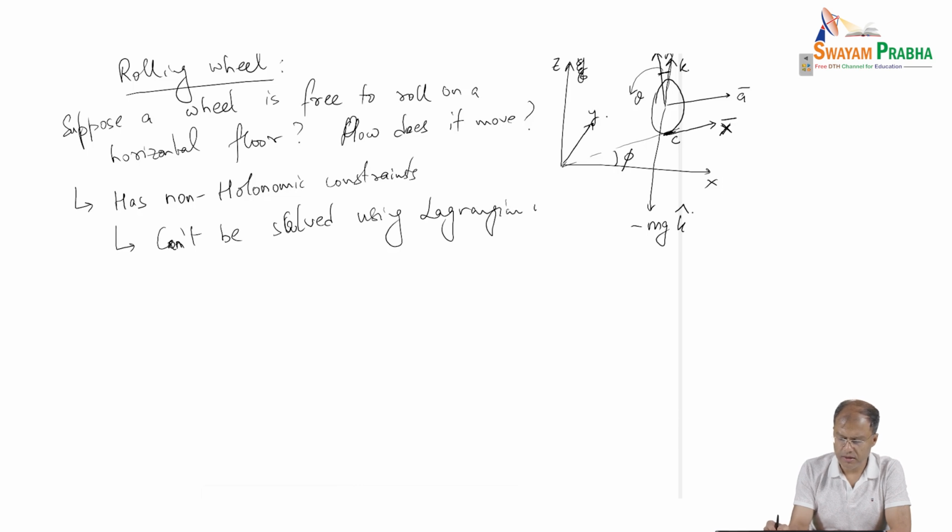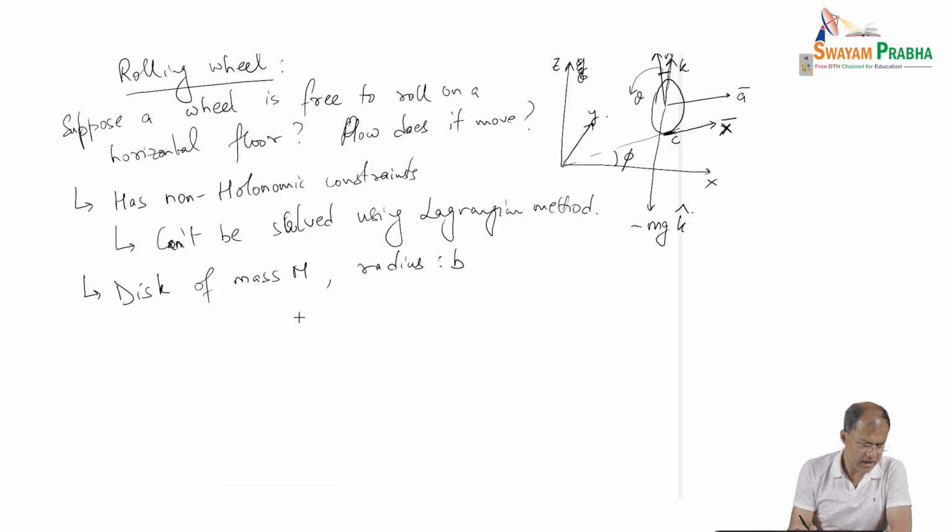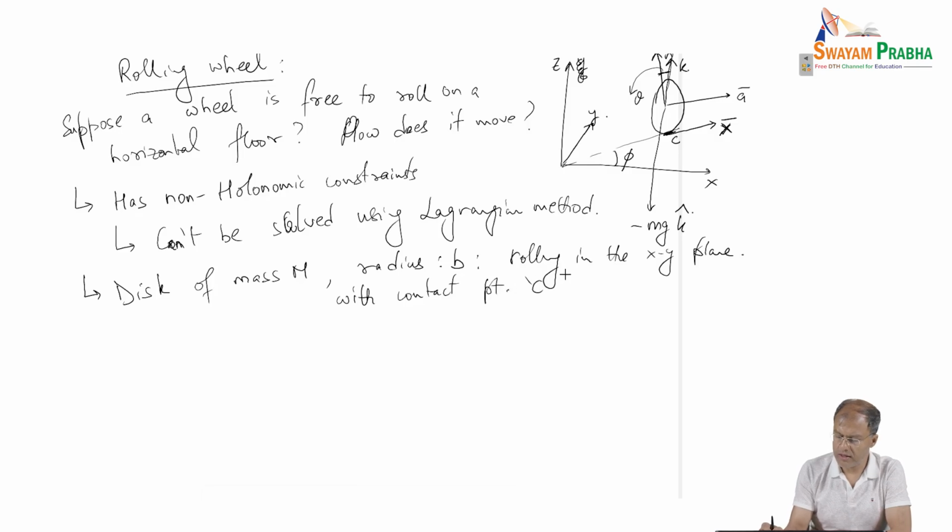Lagrangian method. It can't be solved using the Lagrangian method. So we can assume that we have a disk. The wheel is a disk of mass m, and we can further assume the radius is b, and it is rolling in the xy plane with contact point C.